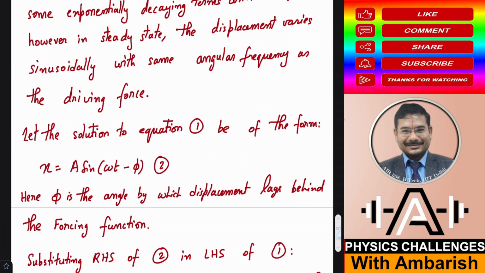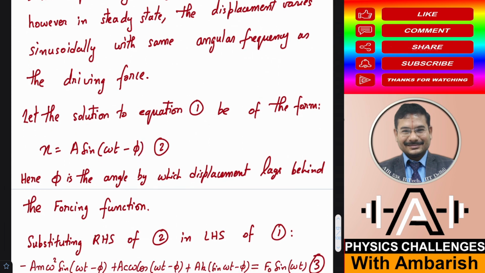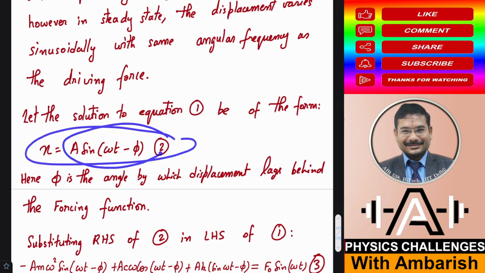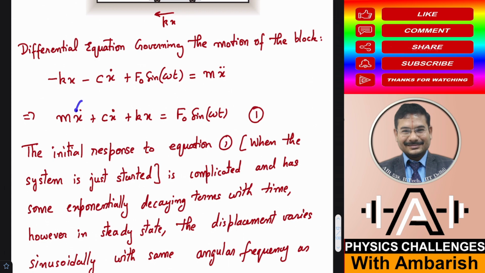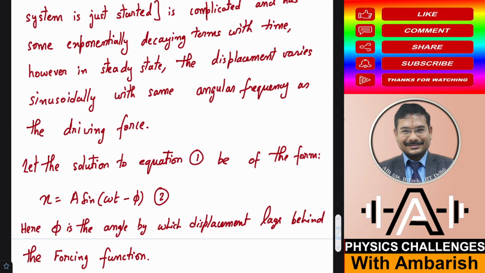Okay. So now I substitute the RHS, A sin(ωt − φ), in the LHS of equation 1. So if you put x as A sin(ωt − φ), then x dot becomes Aω cos(ωt − φ), and this will then become −Aω² sin(ωt − φ). So that's what I've done.